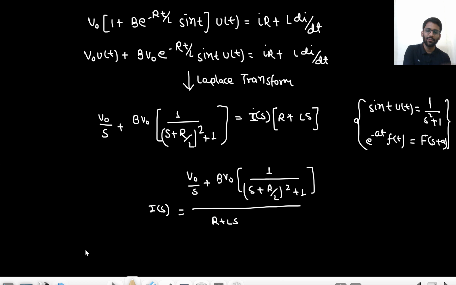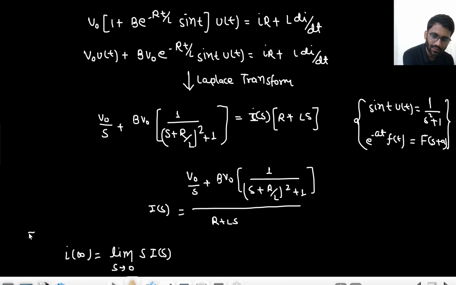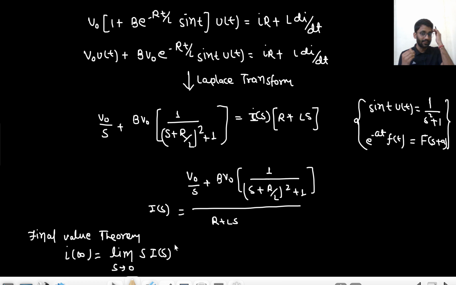Now I need to find I of infinity. I need to find I of infinity. That means I can apply the final value theorem. This is the final value theorem. If you have forgotten it, just go and check. What was my final value theorem? If I need to check it, I can check it like this. Right? So what will be my s times I of s?